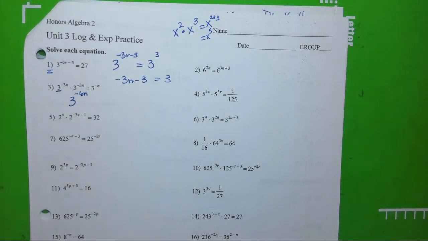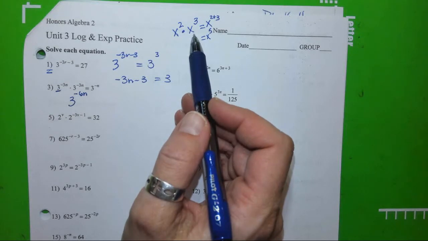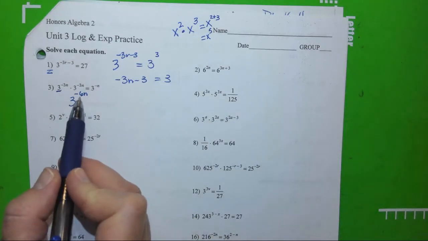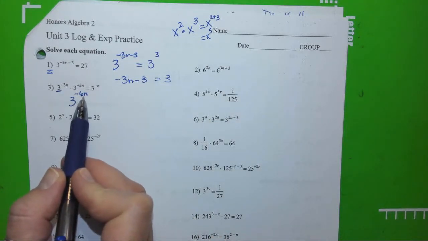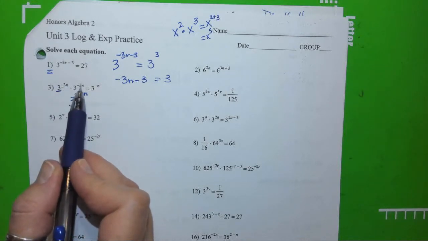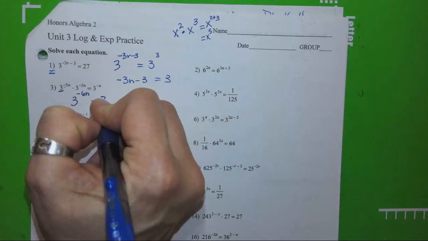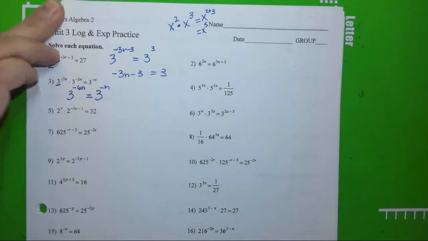Do you notice that everybody is tempted to mess with the 3? Like you want to make it 6 or you want to make it 9, but you didn't do anything to the x's. So you don't do anything to the 3's. So where did negative 6n come from? Added. Negative 3n and negative 3n gave me negative 6n. So that's equal to 3 to the negative n. Now what?